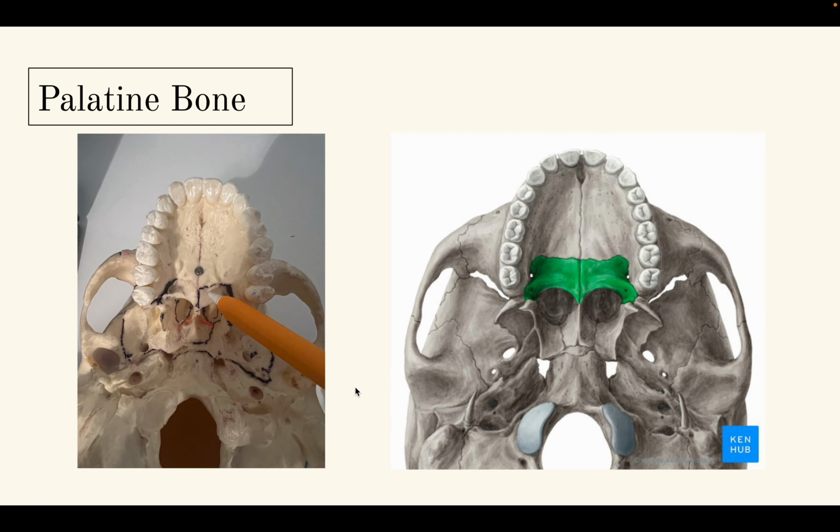Last is going to be the palatine bone. It's a paired bone of the skull consisting of the vertical and horizontal plates. So these two, and this would be the inferior view of the skull.